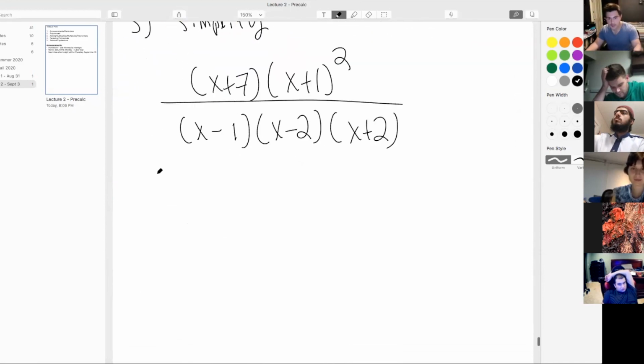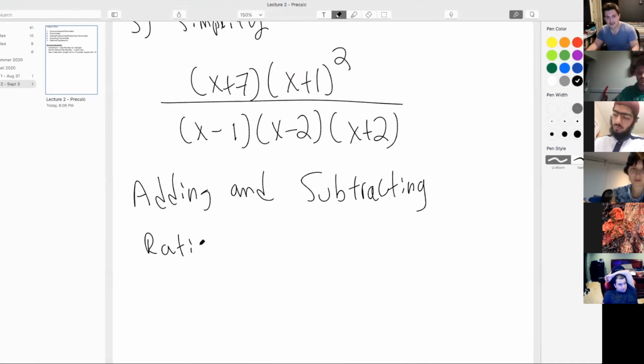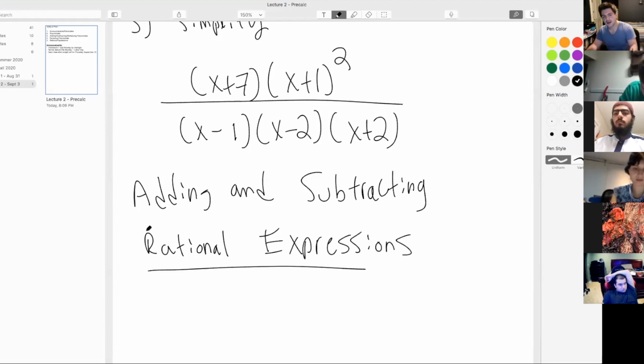Let's do it. Last thing of the night, adding and subtracting rational expressions. Let's do it. Adding and subtracting rational expressions.